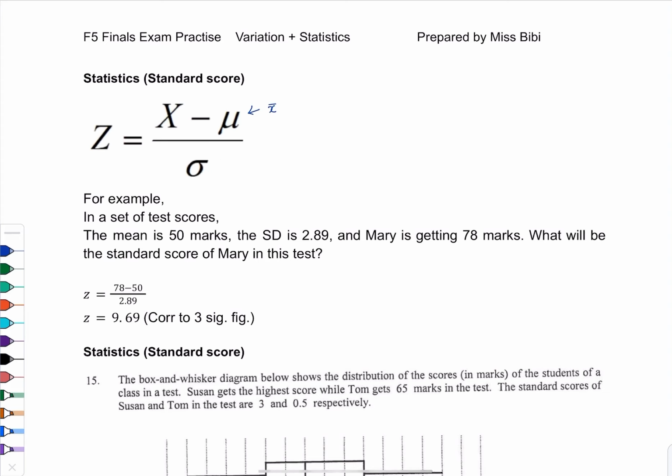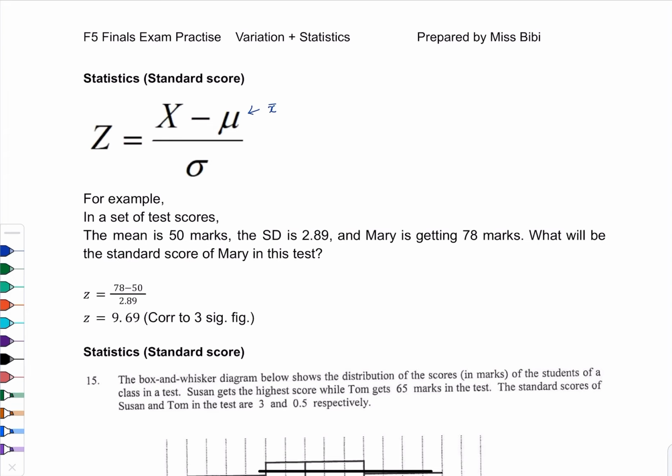Alright, let's do an example first. I want to know the standard score of this person. Let's say she is Mary and her marks is 78. So we know our X, 78. What else do we know? We know the mean, so we know the bar X. And then we also know the SD, so we replace this by 2.89. Everything is just numbers here, so you can calculate it very easily. 78 minus 50 is 28, and then 28 divided by this, you can do it very easily, right?